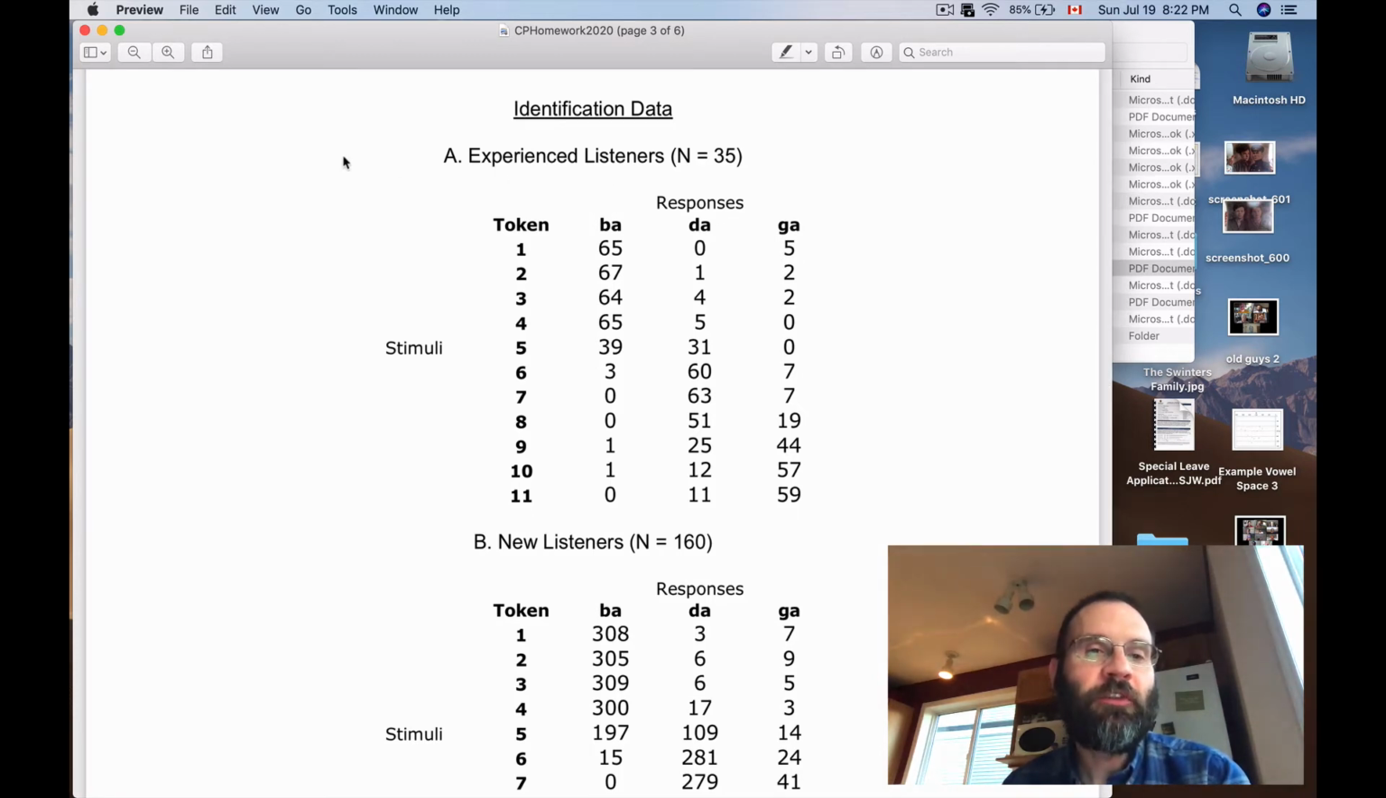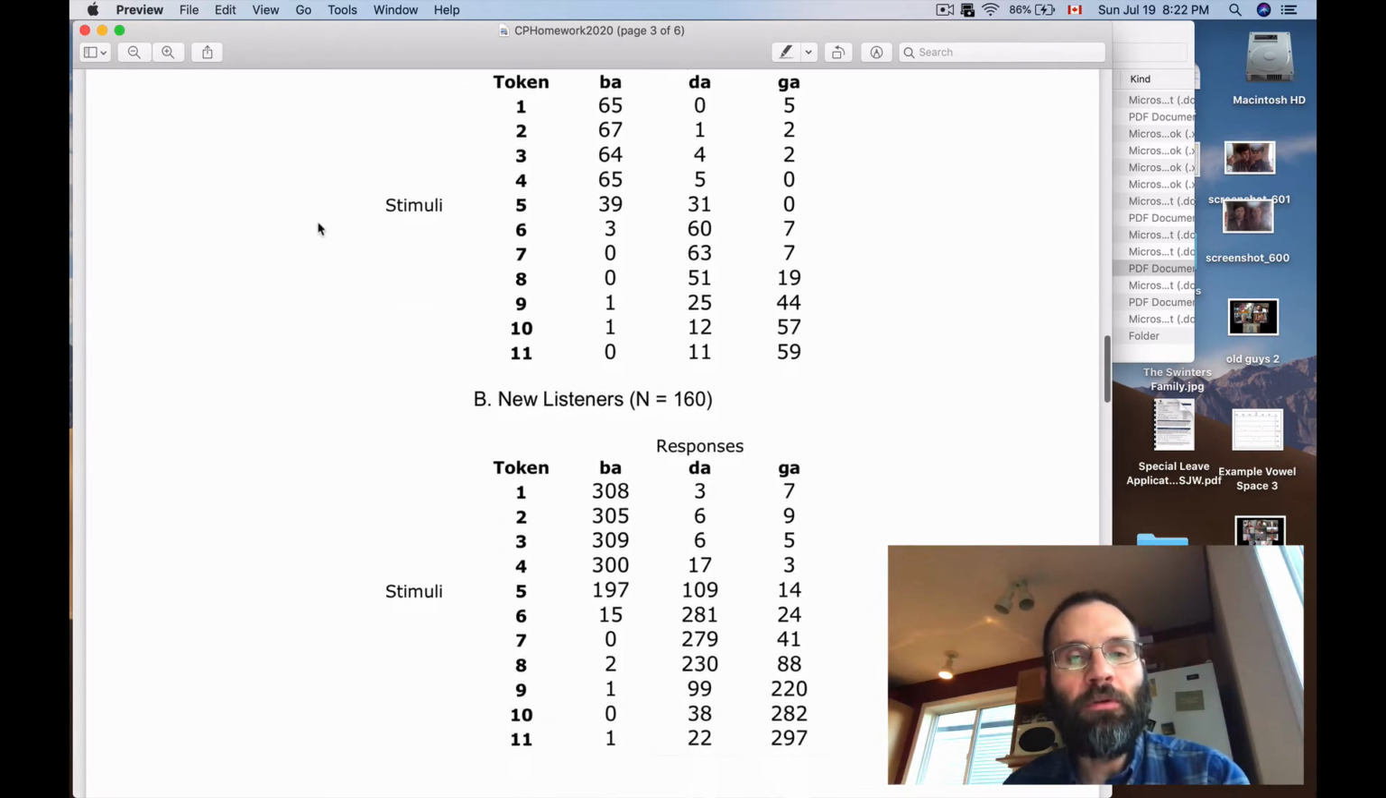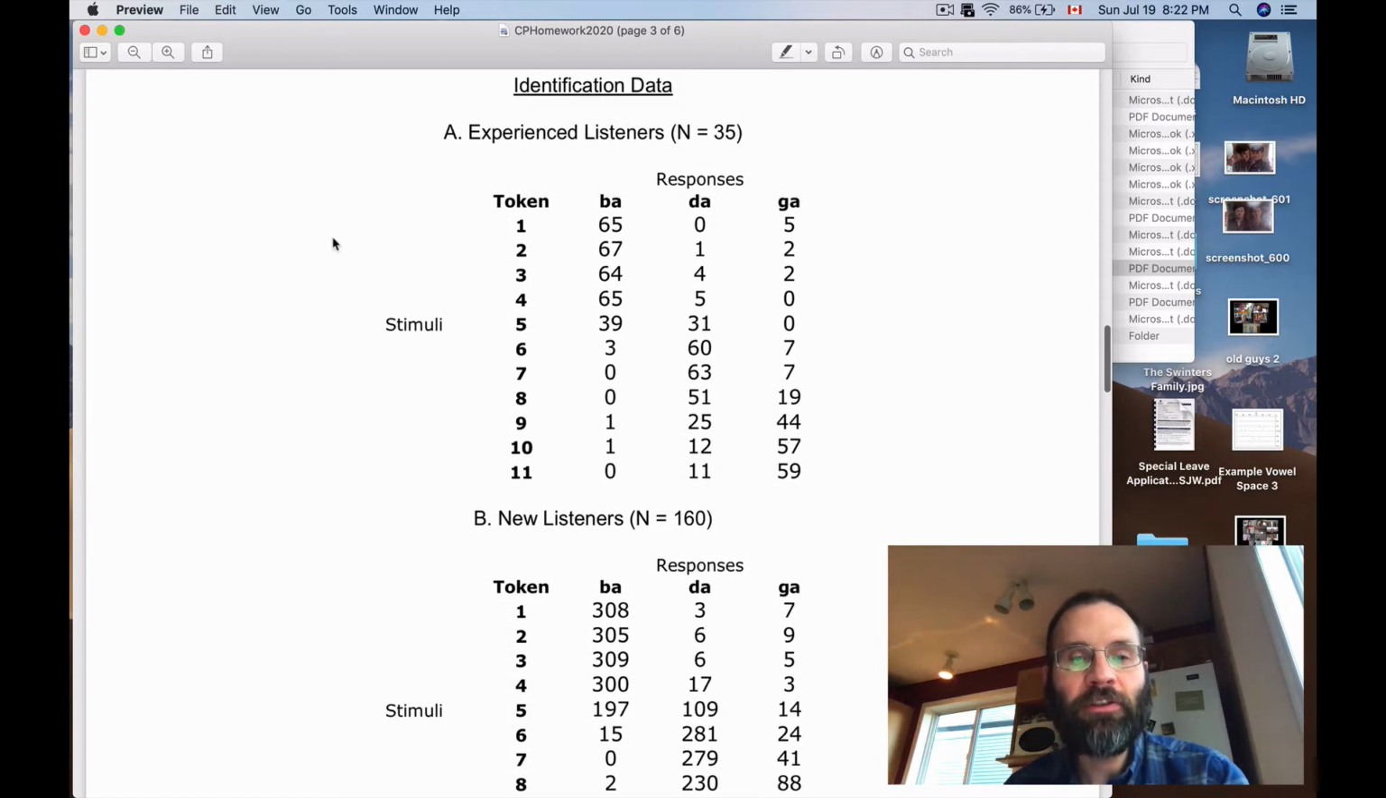So this is from last year where I give you the identification data. There's 11 different tokens in the experiment ranging on a synthetic or an acoustic continuum. They're synthetically produced and they range on an acoustic continuum. So for token 1, you get this number of ba responses, this number of da responses, this number of ga responses, and so on and so forth.